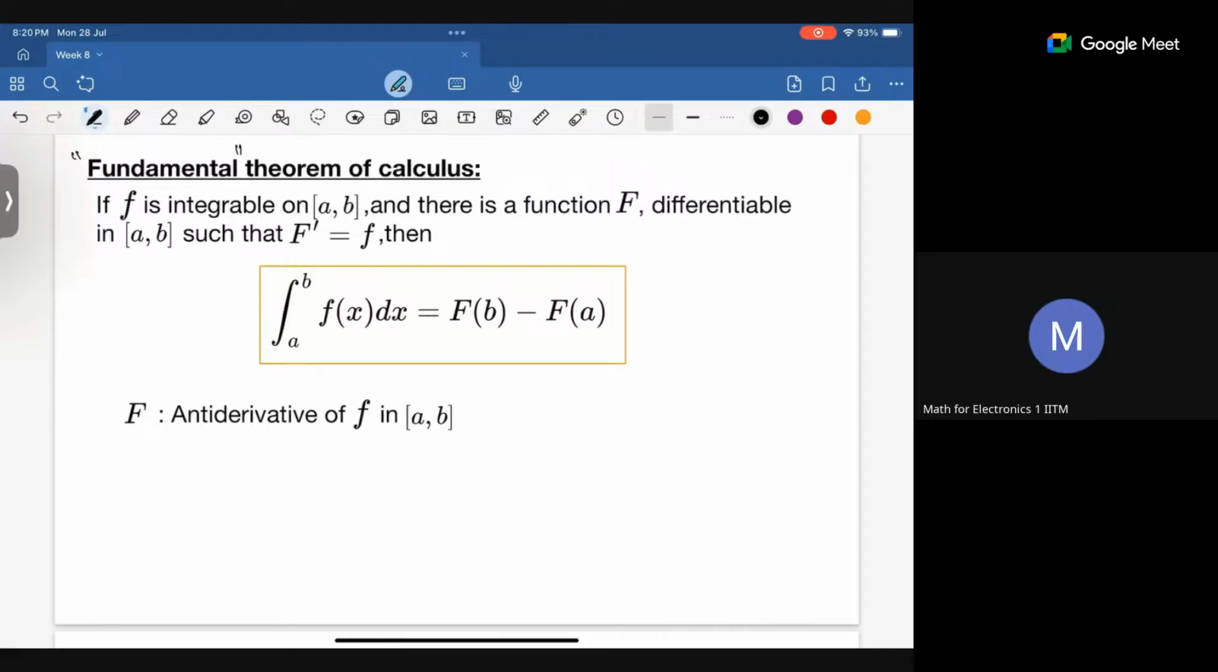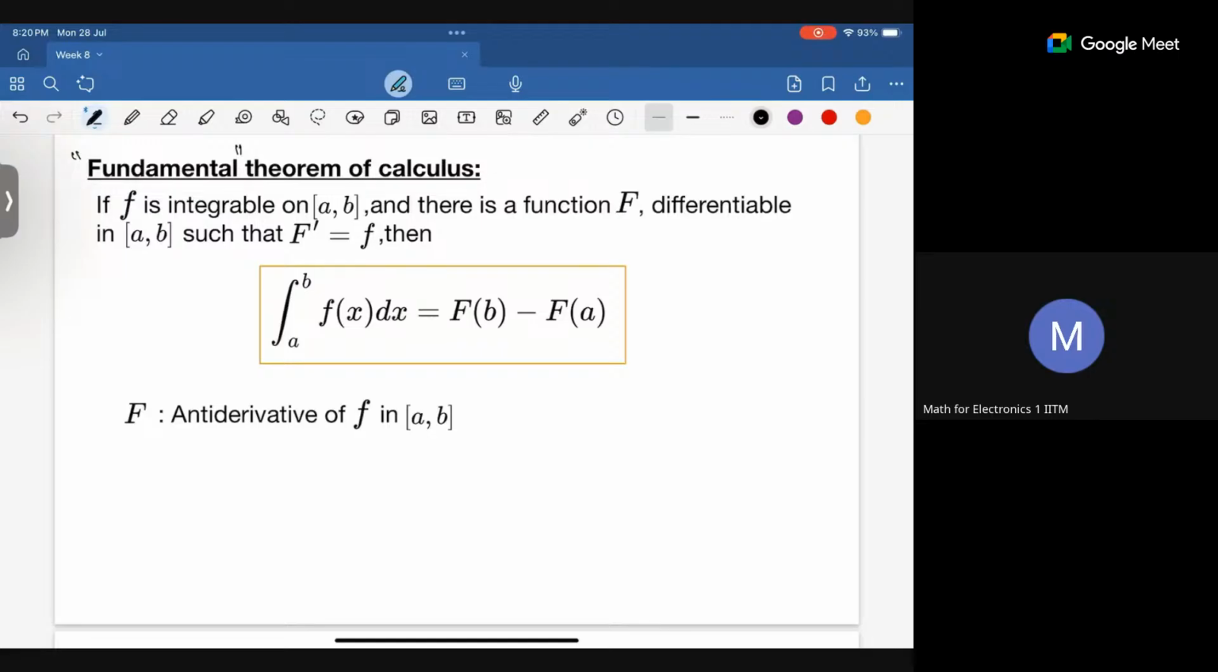What this theorem states is, if we have some function which is integrable in the interval a to b, so integrable means it is nice, smooth, and there is some area under the curve.